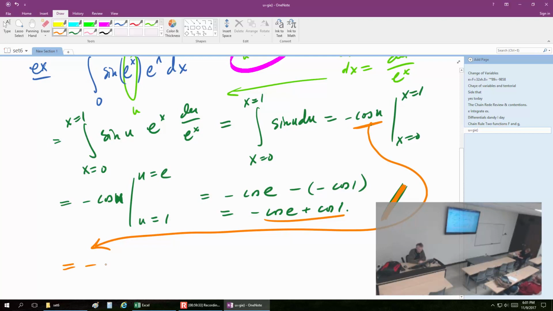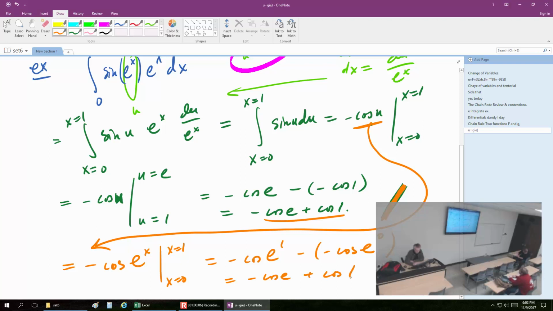So it will be equal to negative cosine of e to the x, and x runs from 0 to 1. What's the difference really? It works out exactly the same way. It's just good to know that. So x equals 1 gives minus cosine e, minus x equals 0. So certainly the answer is the same. Very little twist at the very end, and it looks different.